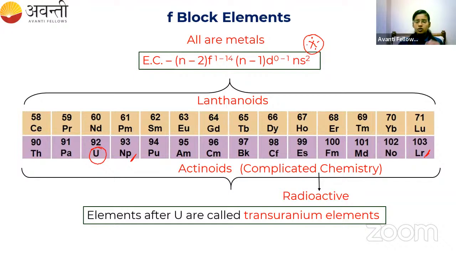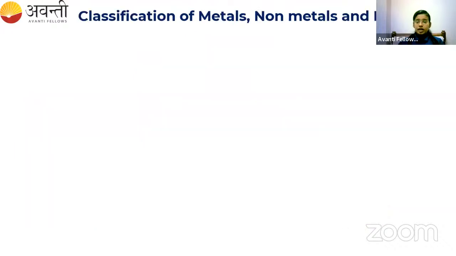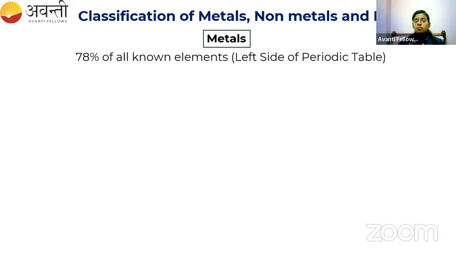Okay. Now, let's go for the classification of metals, non-metals, and metalloids. So now, let me start with the metals. In the periodic table, 78 percent of the elements are metals. Mostly they will occupy the left side of the periodic table. What is the nature of metal? Is it a solid or liquid or gas?